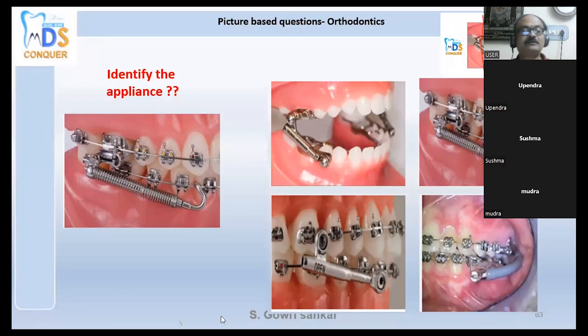Shall I move to the next one? Are you clear up to here? The difference between Herbst and Forsus?